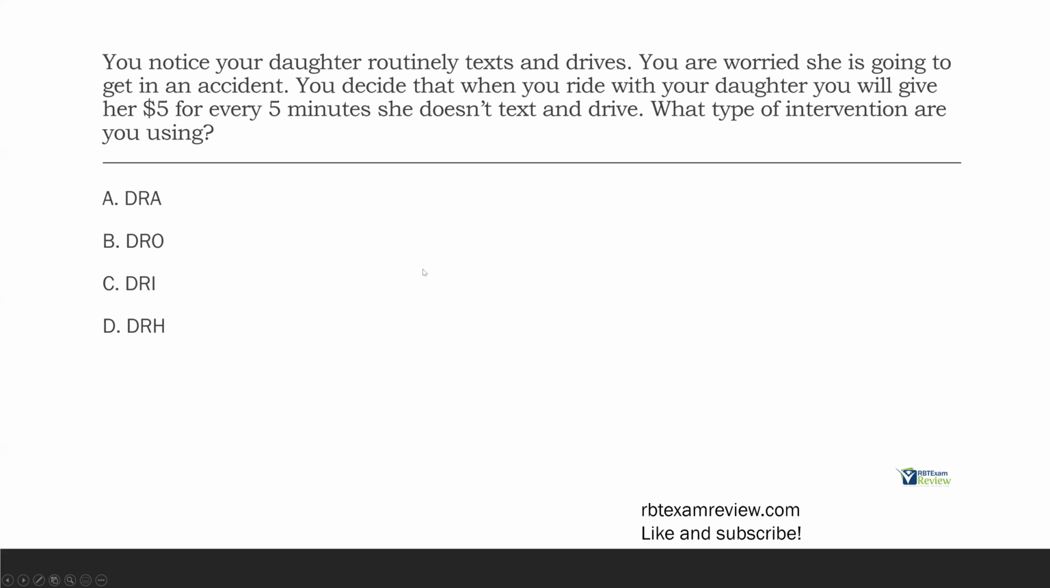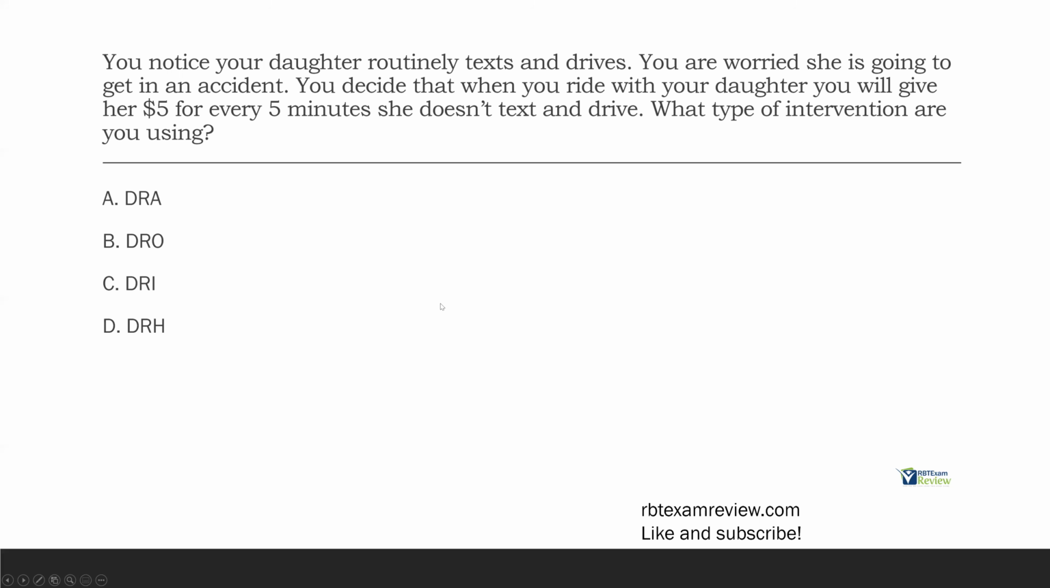What are our tricks to identifying what differential reinforcement procedure we're using? First things first, are we reinforcing for a behavior not occurring, or are we trying to reinforce for a behavior occurring? In this case, daughter texts and drives. You say, okay, if you don't text and drive, I'll give you $5. Are we reinforcing for a behavior occurring or not occurring? Well, not occurring, right? We're not teaching a replacement here because we just want her to stop texting and driving.